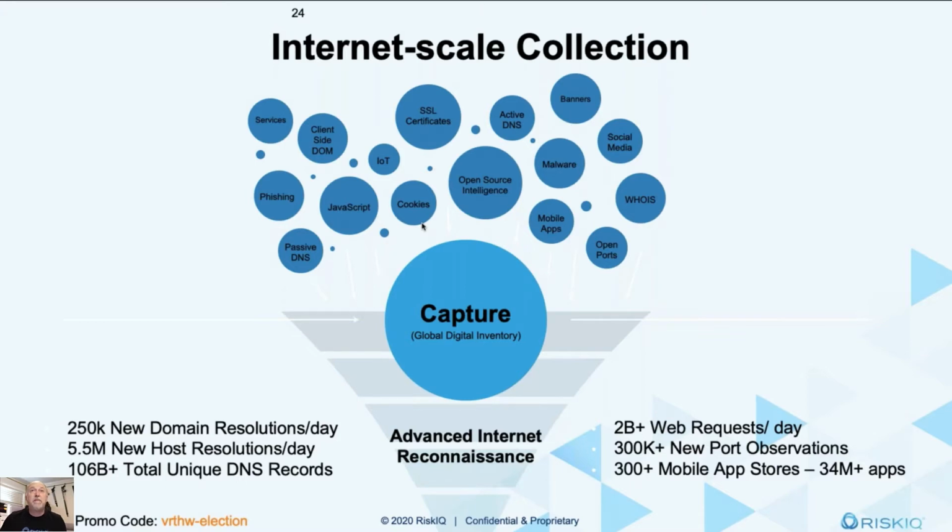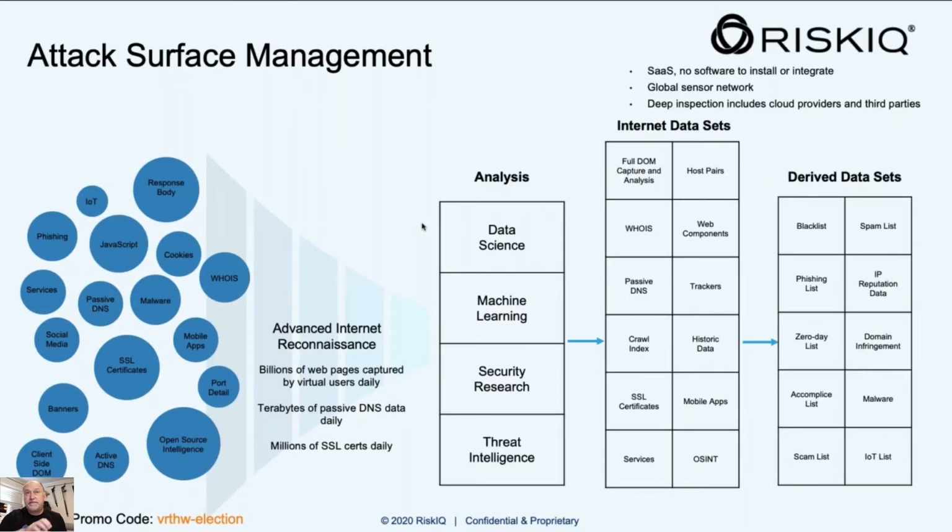If you want me to look up and show you a malicious one, we'll do that today as well. When that data comes in, it goes into our machine learning, which was configured from our threat researchers and threat intelligence people, who talk to the data scientists and say, hey, we want you to pull these pieces out. We have this data set. And that goes into all of our different data sets, like the WHOIS records, passive DNS, certificates, the service open source intelligence, historic data trackers, web components, host pairs.